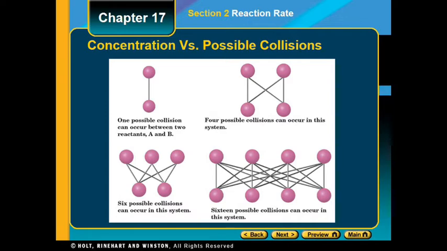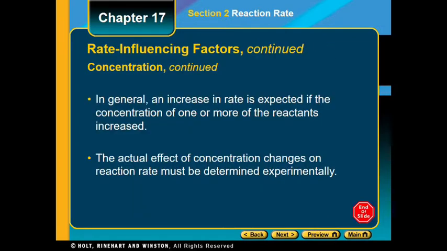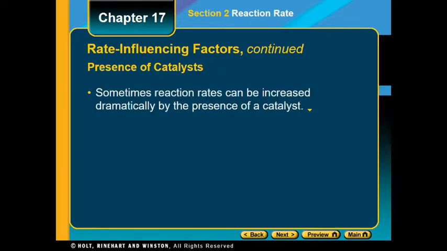In the first one, it gives one possible collision that can occur between reactants A and B. There you have it in the top left. Right next to it, 4 possible collisions. And then the bottom left, 6 possible collisions. And then you have 16 possible collisions in that system. So again, the higher the concentration, the more possible collisions you will have. So again, this is just summarizing that. The higher the concentration that you have, the more effective your reaction rate will be, and it'll have to be determined experimentally.